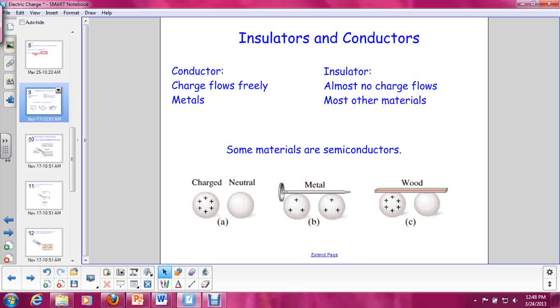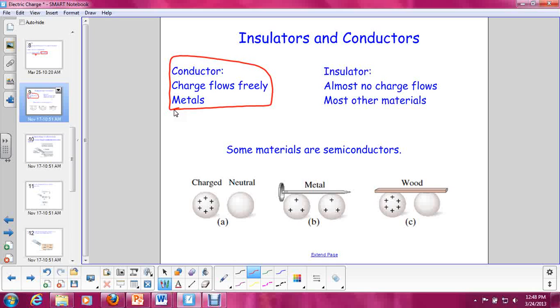It turns out that different objects have different properties when it comes to charges. We have 2 main camps of objects. We have insulators and we have conductors. Conductors are mostly what we are going to be messing with in this unit because they allow charge to flow freely. And that means we can very easily transfer electrons from one to another or throughout that object. And these tend to be metals.